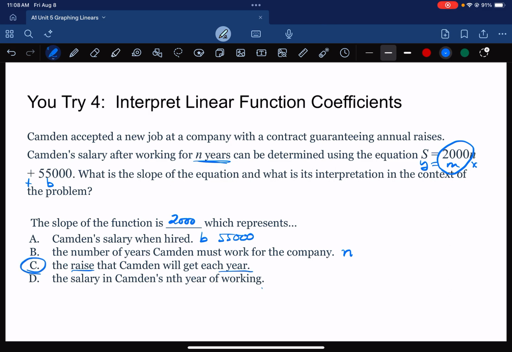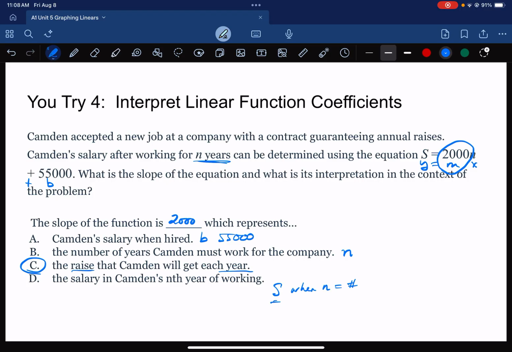The salary in his nth year working, well, that's just going to be S when n equals a number, okay? That's S. We want the raise he gets each year. That's a rate. Money per year is what that represents.